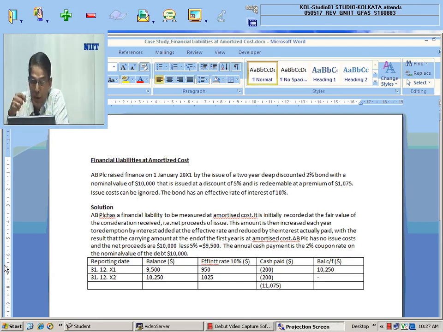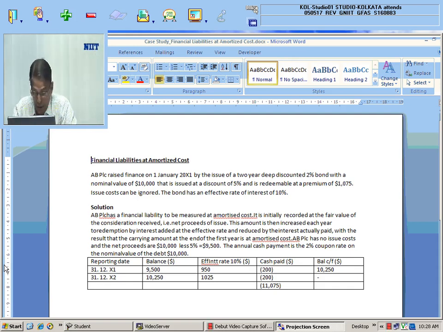So how much did the bond issuer get when they issued the bond? How much consideration did they receive? They issued the bond of nominal value 10,000 and offered a discount of 500. So the bond was issued for 9,500. The bondholder has to pay 9,500 for getting those bonds. So the fair value of the consideration received is the initial measurement. So the financial liability will be initially measured at 9,500.